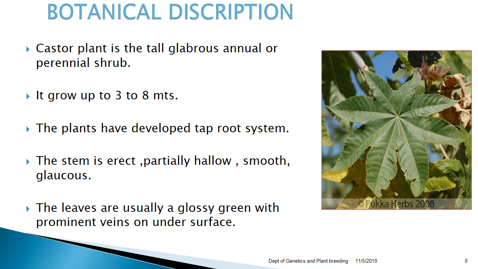Botanical description of castor: it's a tall, glabrous, annual or perennial shrub, growing up to 3 to 8 meters. The plant has a taproot system. The stem is erect, partially hollow, smooth and glaucous. The leaves are usually glossy green with prominent veins on the undersurface.